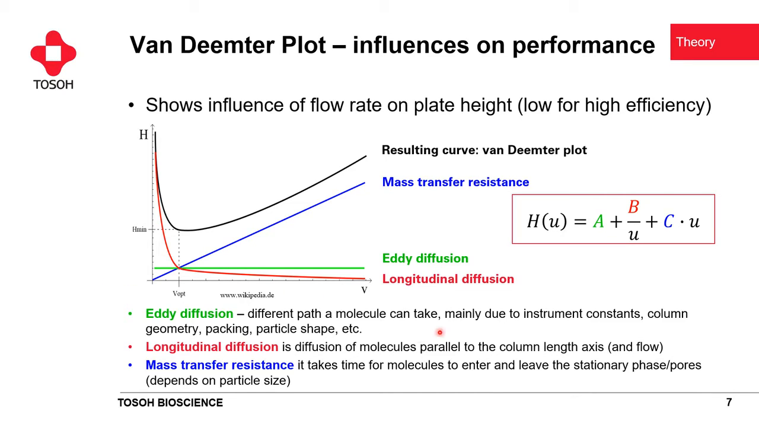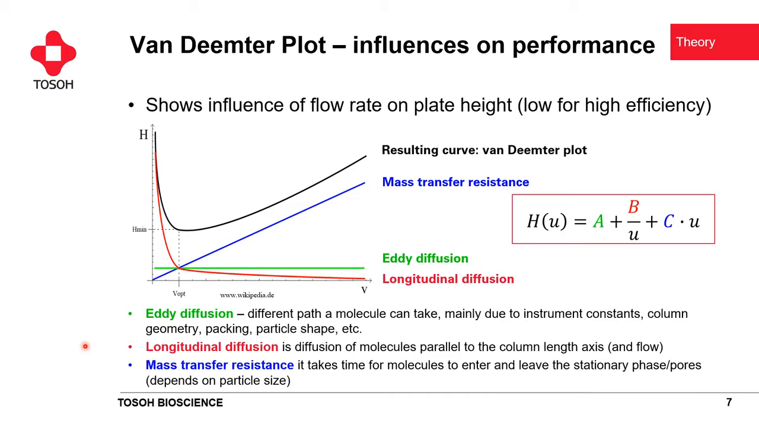However, this eddy diffusion is completely independent from the flow rate and is rather related to the geometry and packing of our column. Then the longitudinal diffusion, in contrast, you see here in red that we have a big impact of the longitudinal diffusion by the flow rate, meaning at a high flow rate we have a positive impact on the plate height and the efficiency of our separation. So what does longitudinal diffusion describe?